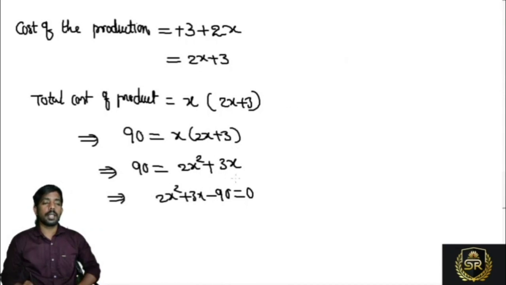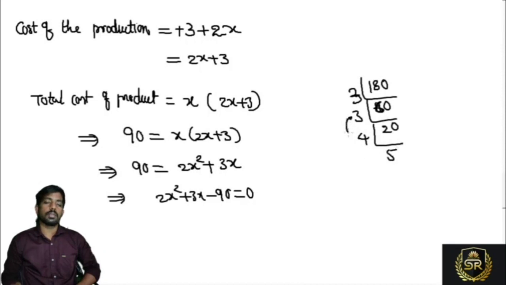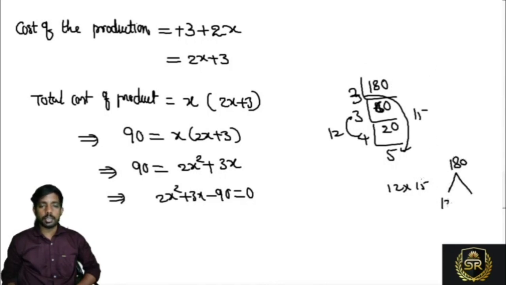If we factorize 180, we can get factors so that we are able to make the middle term. 3 twos are 6, 4 fives are 20. 3 fours are 12, 3 fives are 15, so 12 into 15 gives 180. 180 can be split as 12 into 15. If I subtract 15 minus 12, you will get the middle term 3.